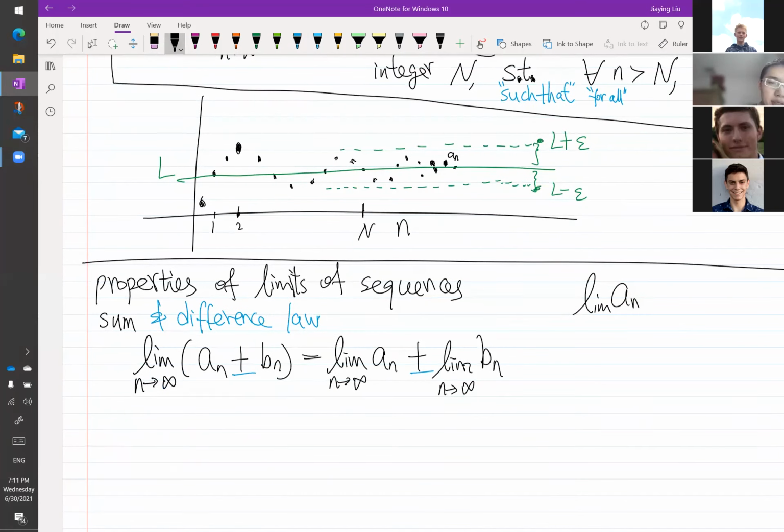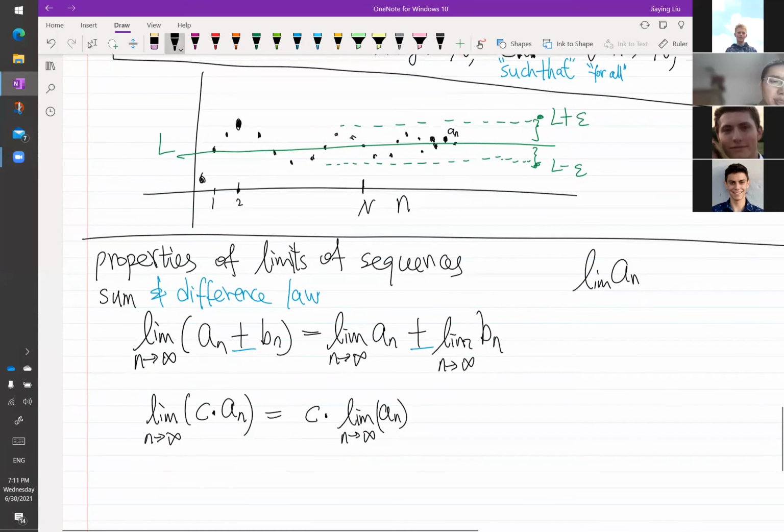The next one: if we take the limit of a constant c times elements of the sequence a_n, as n goes to infinity, the constant I can bring outside as always. It doesn't really change much when I take the limit. So that's going to be c times the limit of the sequence a_n as n goes to infinity. This is called the constant law.